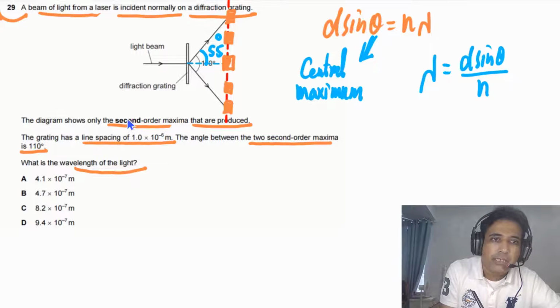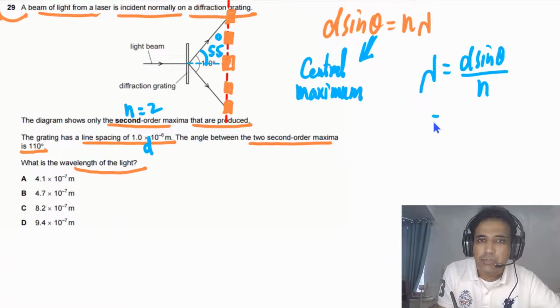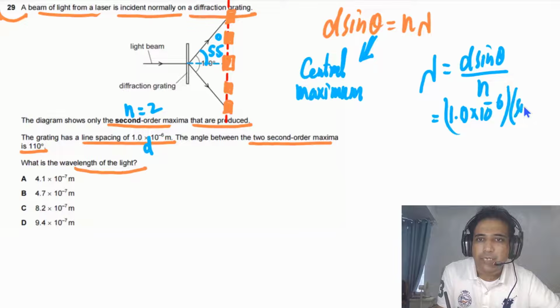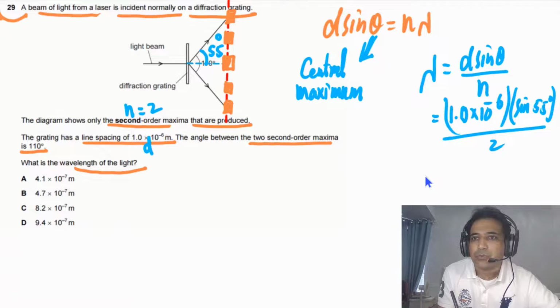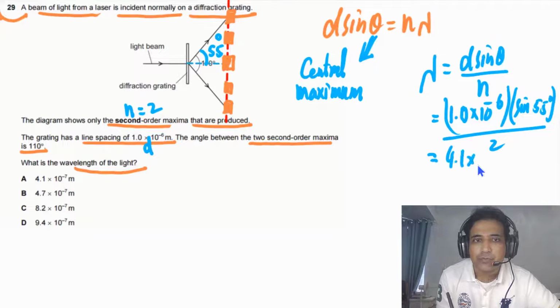So in this case, n is given to us, that is 2, and the value of d is given to us here, and the angle is also given. So now we can simply plug in values. d in this case is 1.0 times 10 to minus 6, and we have sine of 55 degrees divided by 2. If we divide this by 2, we will get our final answer, which is 4.1 times 10 to minus 7 meters.